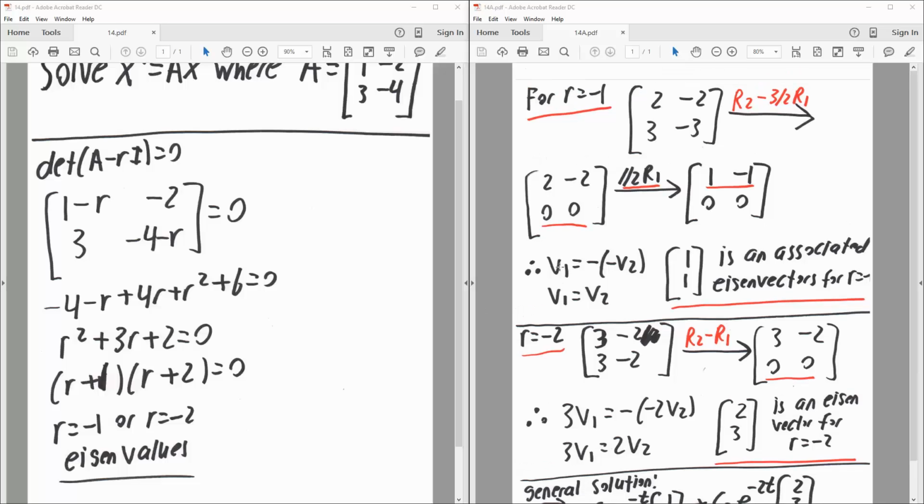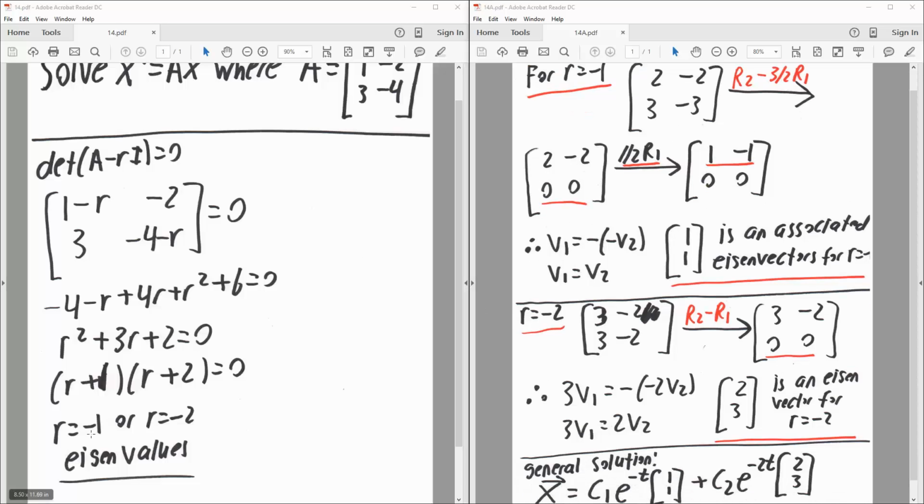And so the next thing that we're going to do is do both of these eigenvalues. So we'll say for r is equal to minus 1. And so what we're going to do here is plug minus 1 for r. And so we would get 1 minus minus 1 is going to give us 2. 3 remains the same. Negative 2 remains the same. Minus 4 minus minus 1 will give us minus 3.